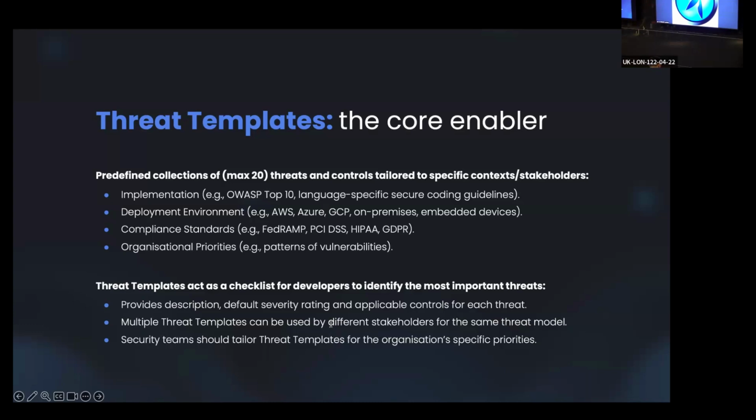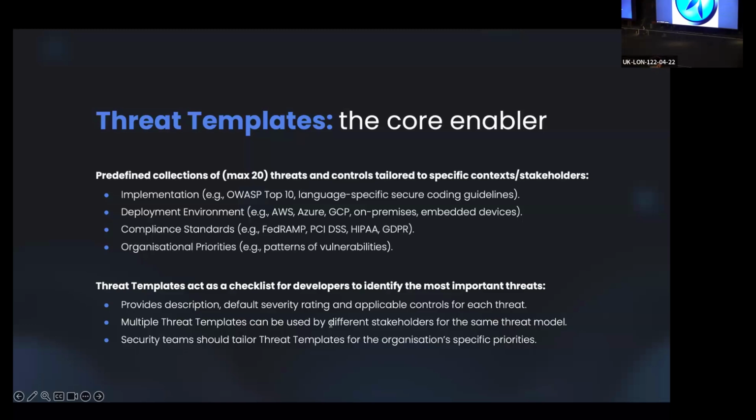So for each threat, including the template, we provide a description, default severity rating, and a list of applicable controls. We can also have multiple stakeholders work on the same threat model using different threat templates. I'll give you an example. We have a money movement application written in Java, deployed on AWS. We could have the development team use the secure code implementation threat template. The cloud engineer would use the AWS threat template. And then since the application is also in scope for PCI, the risk owner would use the PCI DSS threat template. So with this approach, we have the added benefit that each of these stakeholders is actually an expert in that domain, and we have them focus just on the threats that are relevant for them.